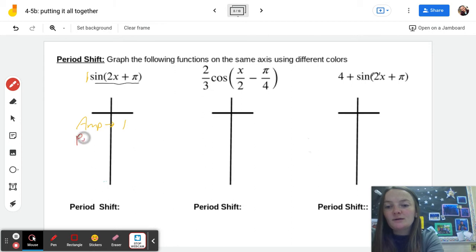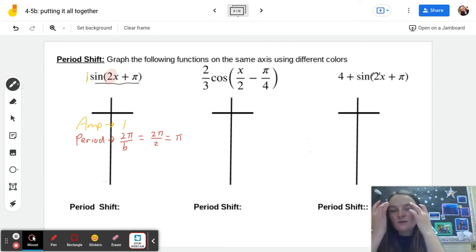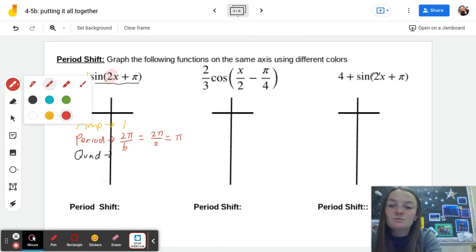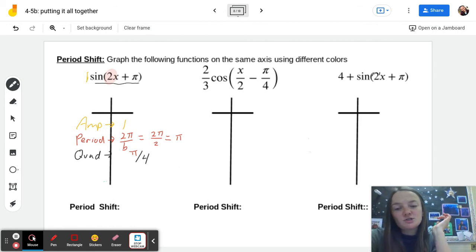From there, we're going to talk about the period. The period of a function is how long it takes for the function to start over. The best way to find a sine and cosine period is to take 2 pi and divide it by b. B in this instance is always the number in front of x. So we're going to take 2 pi and divide it by 2 to give us pi. So our period is pi. The best way to scale a function is to create what I call quadrants. To find a quadrant, all you're going to do is take your period, which in this case was pi, and divide it by 4. So our quadrants are going to be pi over 4, which means we're going to scale by pi over 4.